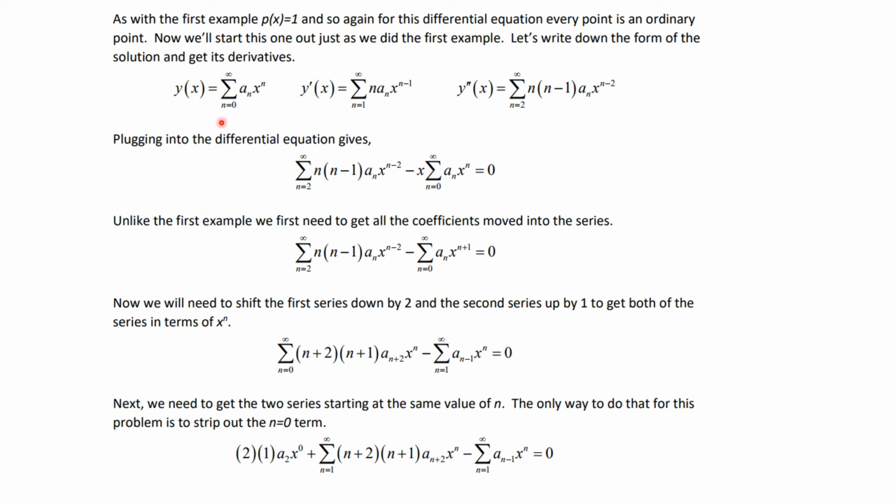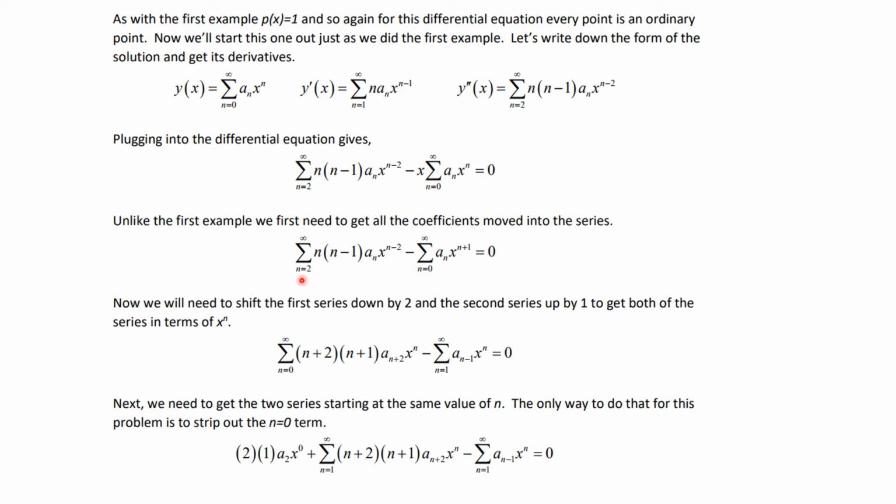So we'll start out and do exactly what we did in the first example. We compute the first two derivatives, and we plug them into the differential equation. Here was y double prime, here was x times y, and that's equal to 0. But unlike the first example, we need to get all the coefficients moved into the series. And the coefficient is x, so we move x into the series. We get x to the n plus 1, and so this is what we have.